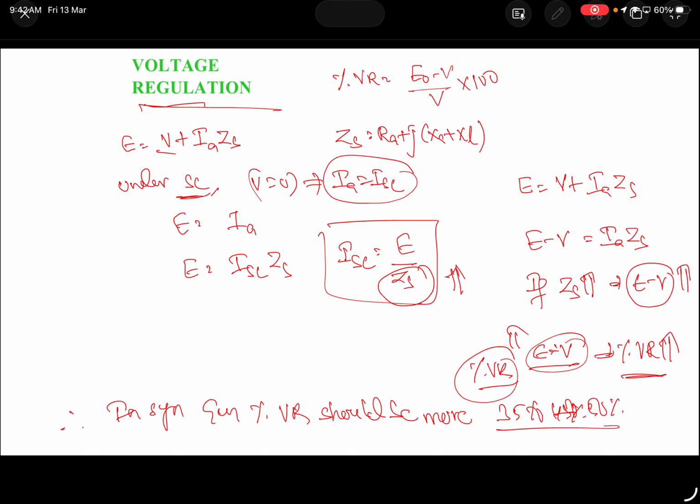If percentage regulation is more, then synchronous impedance will be more, and if synchronous impedance is more, then short circuit current will be less. So even in any abnormal conditions, if the machine comes under the short circuit case, the short circuit current has to be less, so that minimum damage happens to the machine. That's why we always recommend a high percentage voltage regulation.